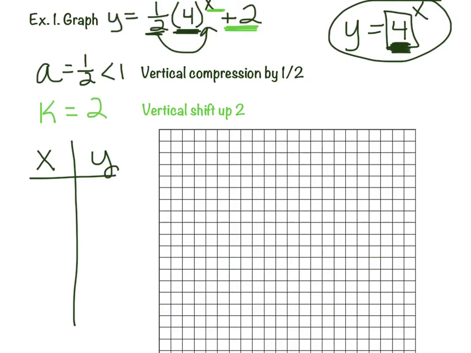But before I do that, I want to think, okay, this was my parent function, y equals 4 to the x. That always has an asymptote at y equals 0. If I shift it up 2, my asymptote is going to shift up 2 as well. So that's the first thing I'm going to draw in.